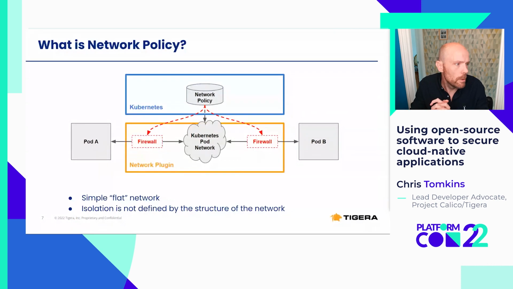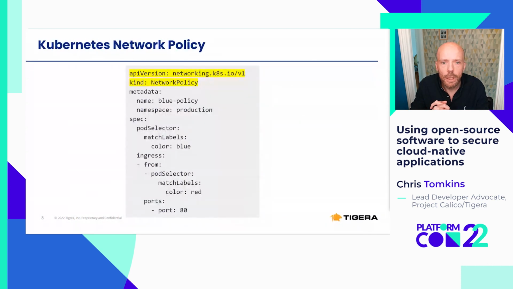So if we look at an example of a Kubernetes network policy, we can see that the API version, networking.k8s.io, and the kind, these together tell us that this is a Kubernetes network policy as opposed to something else. You can see that it matches some pods based on an arbitrary label called color, and it matches some target pods with another label, and it allows a port. So that's all well and good.